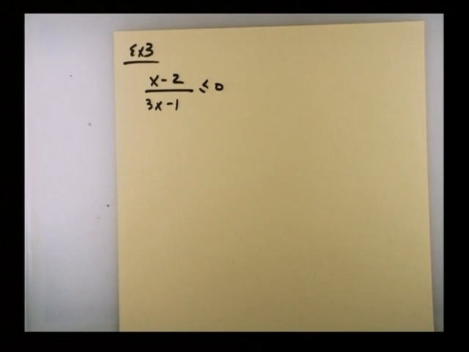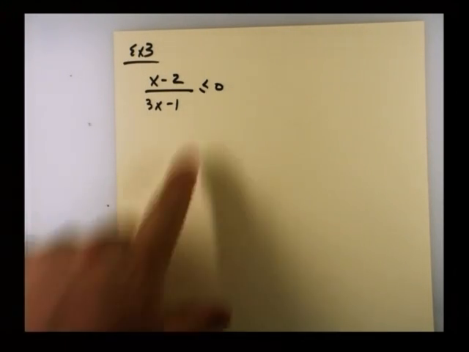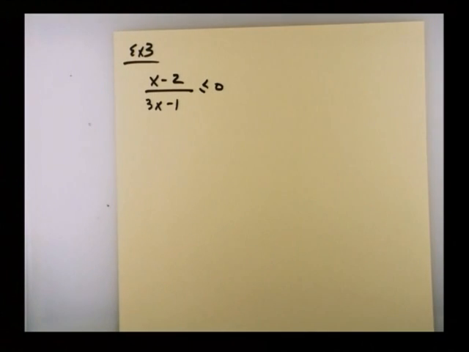We have x minus 2 over 3x minus 1, and we want that to be less than or equal to 0. As you're writing this problem down, let's talk about how that equal sign is a part of our solution. How would that change our solution? What if that equal sign wasn't there? Well, when we get to the final solution, let's look at that.